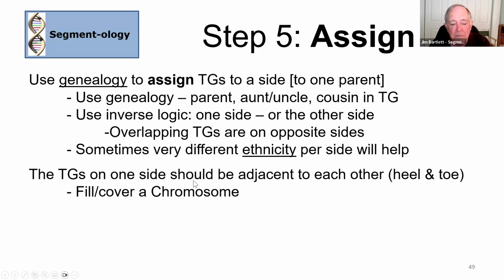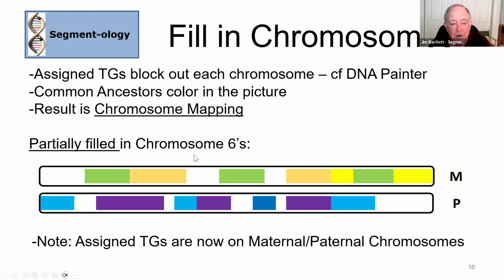The triangulated groups on one side, say your father's chromosome, will be adjacent to each other, heel and toe. Your goal here is to fill and cover an entire chromosome from one side to the other, as you saw in the colorful picture I showed you before. So here's a partial fill of chromosome 6. This is our green and purple ones that you saw. Here are some other ones that I had found, and you can see the crossover points here where one starts and one stops.